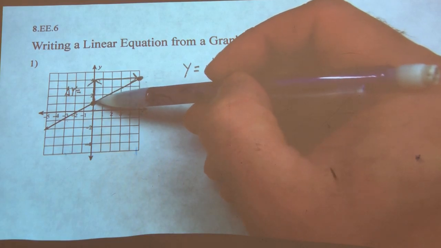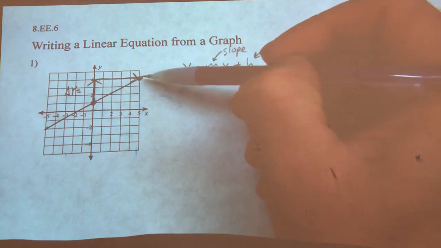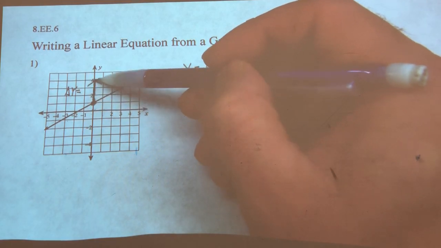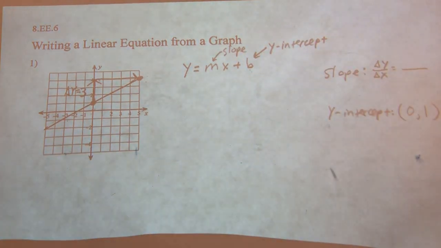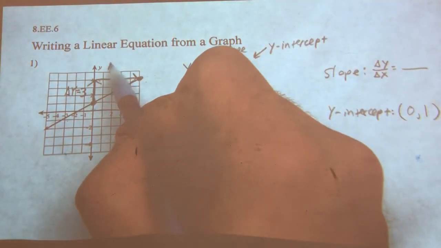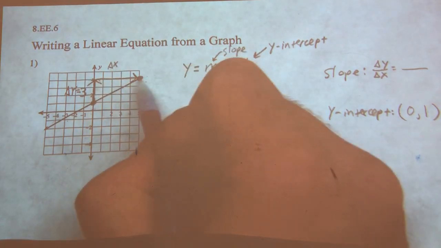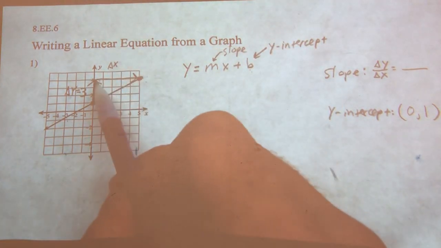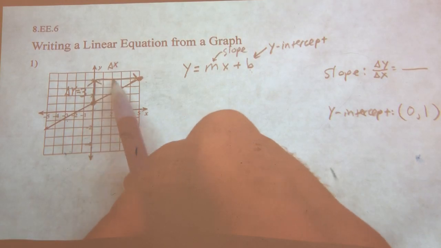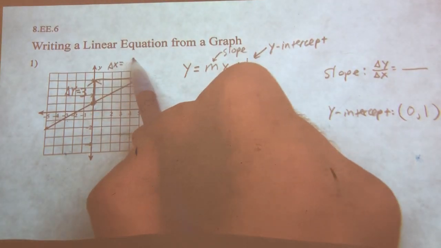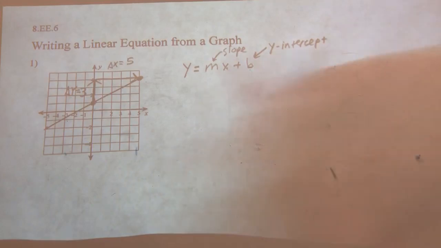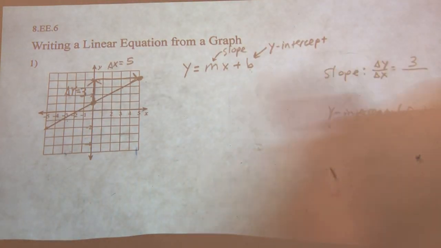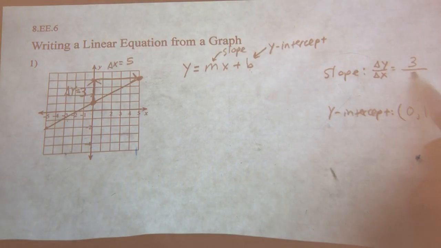I count from this point up until I'm right across from that point. We can see I count up 1, 2, 3. It's going up on the y-axis, so that's positive. So my change in y is 3. And then I find my change in x, or my horizontal change between those points, the change in the x-coordinates. I go over 1, 2, 3, 4, 5, so it's positive 5. Those two numbers make up my slope. Slope is the ratio, or the fraction, of change in y over change in x. My change in y is positive 3. My change in x is positive 5.